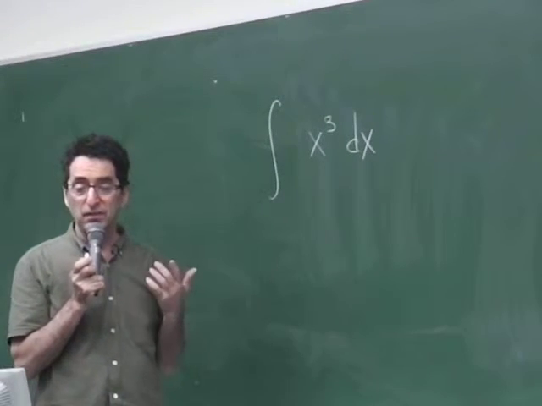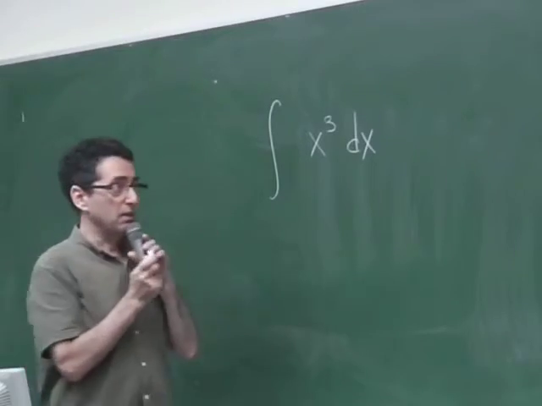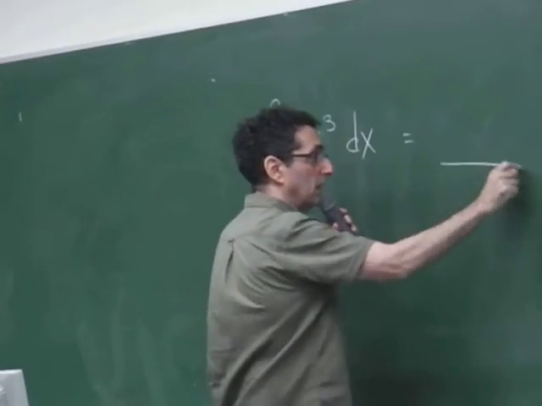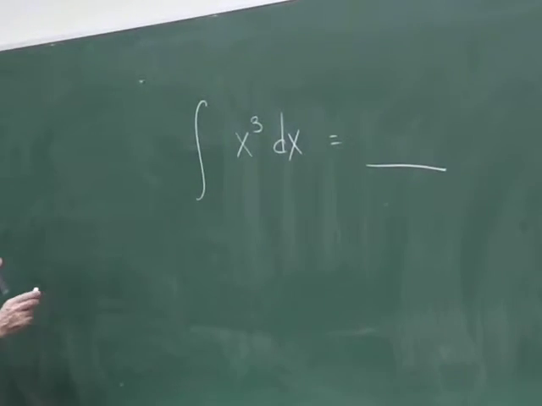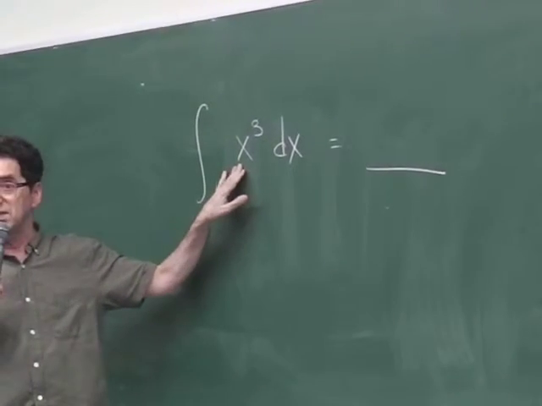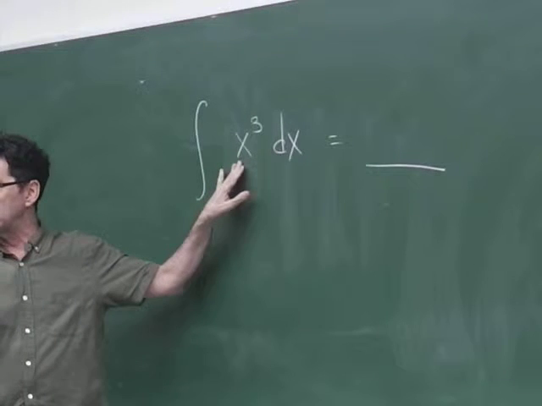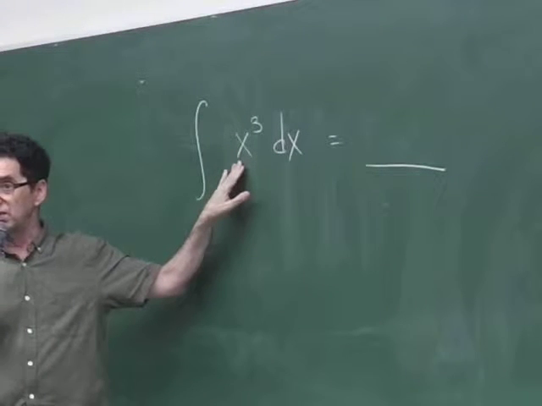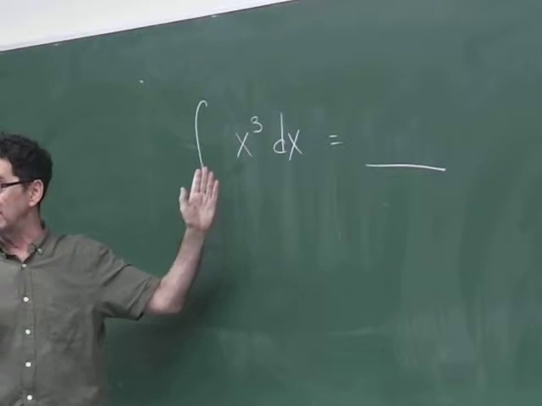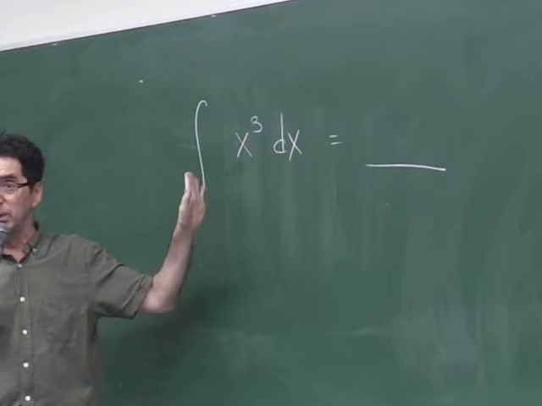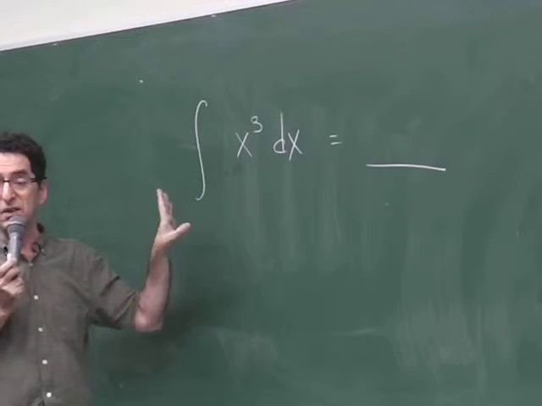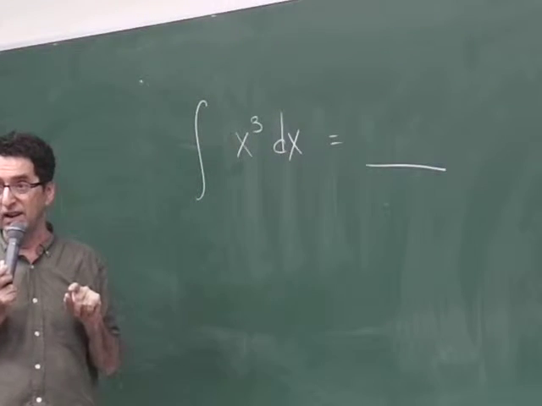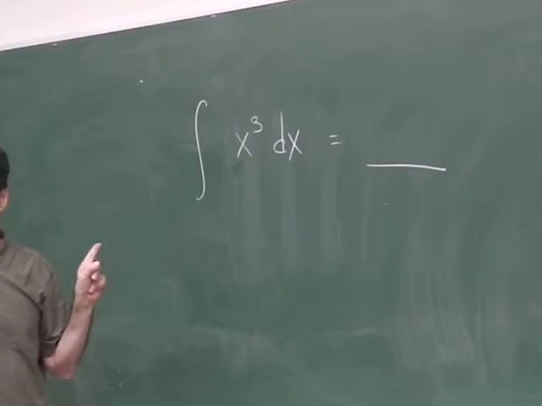So what does that mean, the integral of x cubed? It means the answer is going to be a function. Just like if I asked you, what's the derivative of x cubed, the answer would be a function, right? The answer would be 3x squared, right? It's not a number, it's a function. The same thing here. The answer is going to be a function, not a number. That's the first thing.